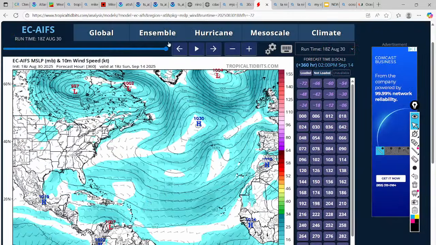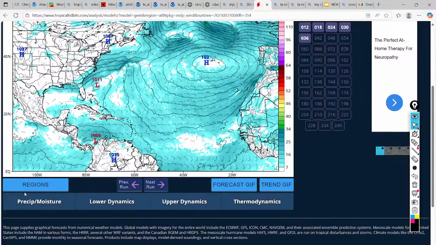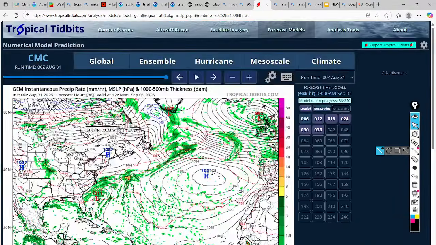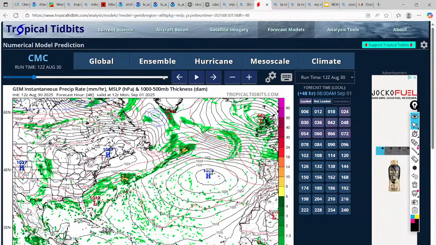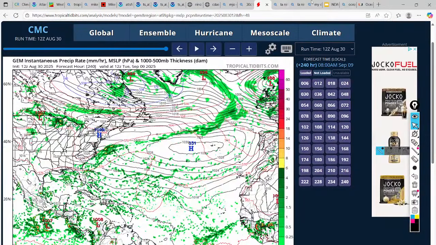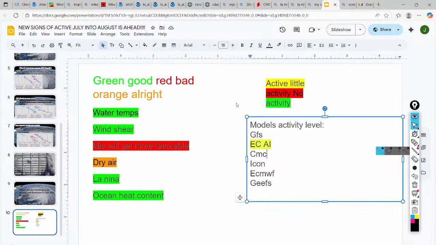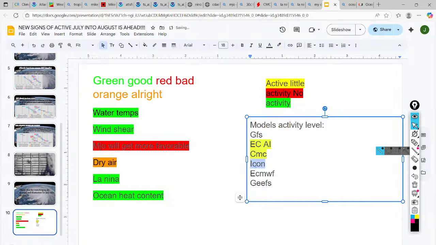The Canadian, from the last run here, I would say generally little activity. The Canadian shows little activity. The Icon shows activity.